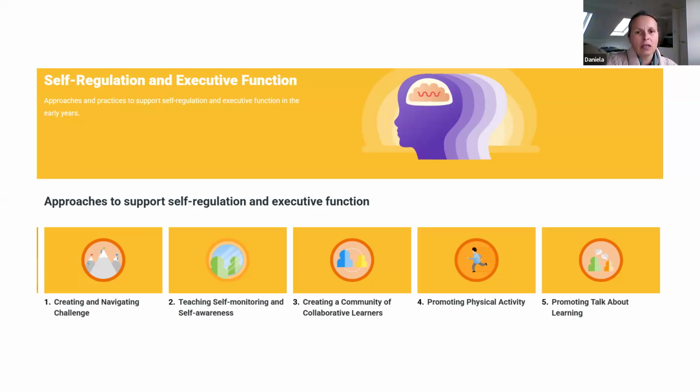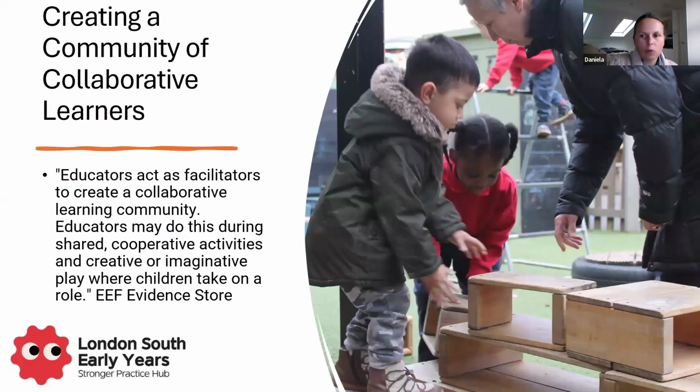Do bear in mind that the reason they've given 5 approaches is that they feel that if all 5 of these are done together, you're most likely to be supporting the children with their self-regulation and executive function. So doing one of the approaches as a standalone is not really recommended, but it could be useful in informing your practice, which is why it's useful to have a look at the evidence store.